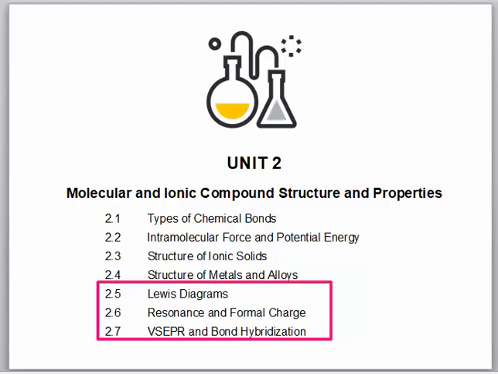We're going to finish up Unit 2, which goes pretty quickly with Lewis diagrams, resonance, formal charge, VSEPR, and bond hybridization. You're certainly going to have to put in some study time on this, but remember, when you're making up your review sheets, listing your VSEPR structures and bond angles and hybridization can be helpful in remembering that information.